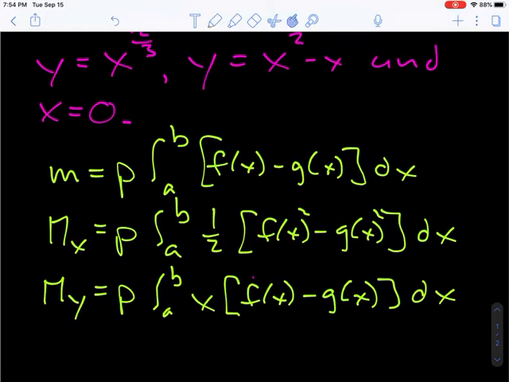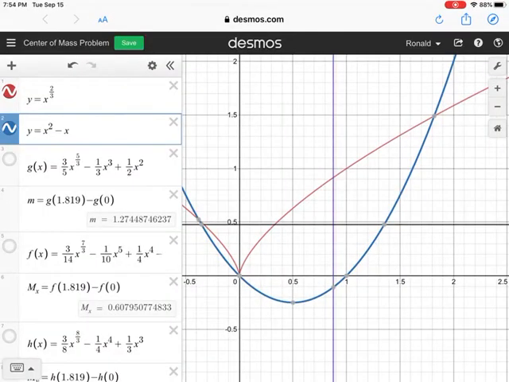So the next thing we want to do is to create a diagram. So at this point in time, of course, I went to Desmos. And in Desmos, we get something that looks like this. So y equals x to the 2/3 is in red, and y equals x squared minus x is in blue. And the line x equals 0 is basically the y-axis.